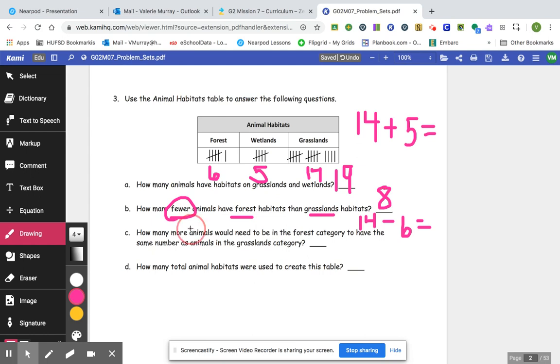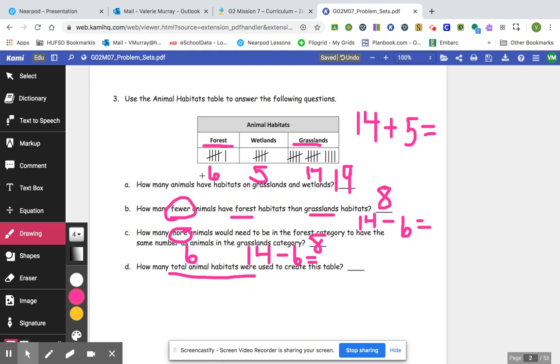This one says, how many more, keyword, animals would need to be in the forest category to have the same amount as the grasslands? So we're comparing forest and grasslands. Well, there's 6 in forest. How many more would we need to get to 14? So let's count on. 7, 8, 9, 10, 11, 12, 13, 14. How many fingers are you holding up? 8. Excellent, because 14 minus 6 equals 8. Good job.